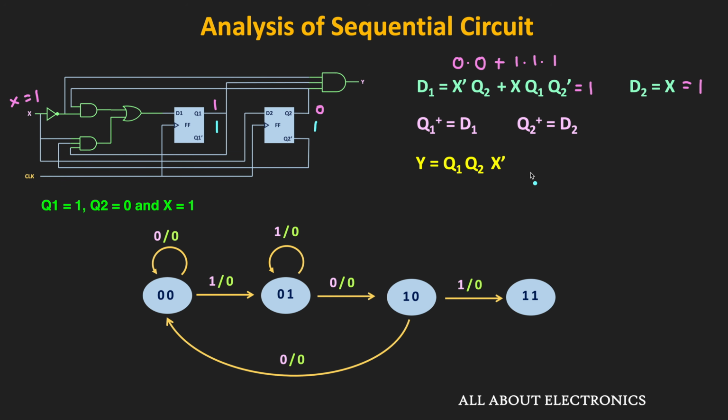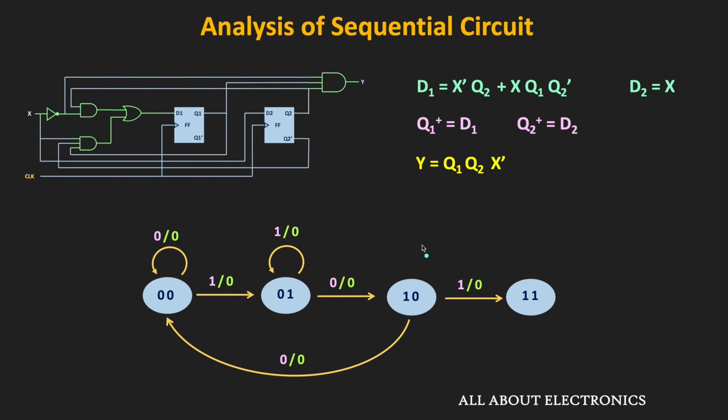And in that case, if you see, then based on the current inputs Q1 and Q2, this output Y will still remain 0. Because in the present state, Q1 is 1 while Q2 is equal to 0. Therefore, the output of this AND gate will remain 0. So the same transition is shown over here.